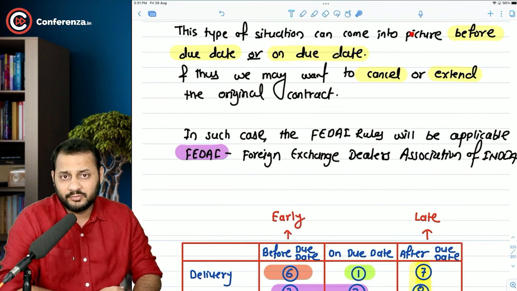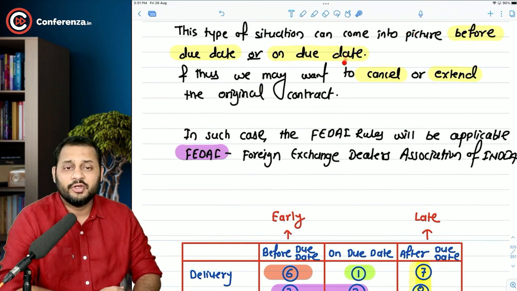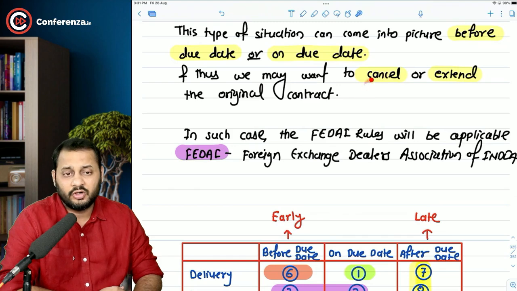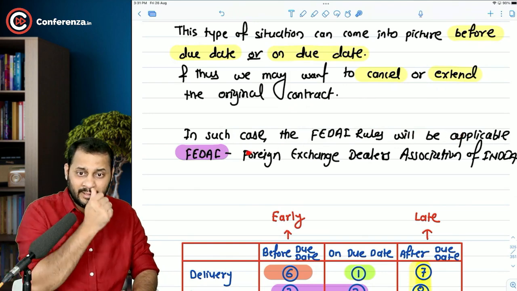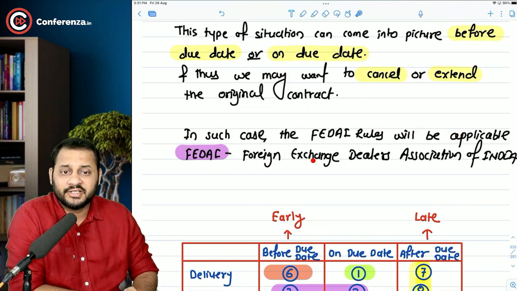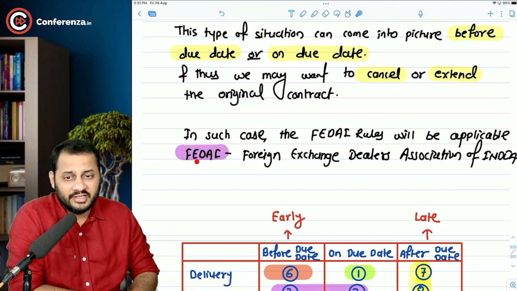If you are not able to honor the contract on due date, you may want to cancel or extend it. In such a case, the FEDAI rules will be applicable. FEDAI is the full form, sir: Foreign Exchange Dealers Association of India. F for Foreign, E for Exchange, D for Dealers, A for Association, I for India.